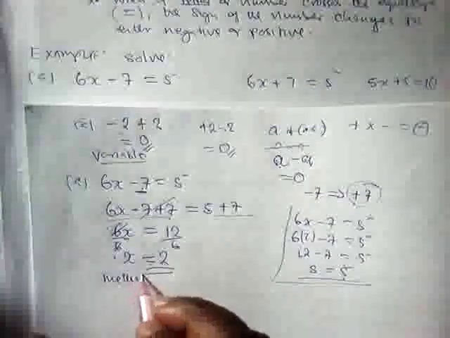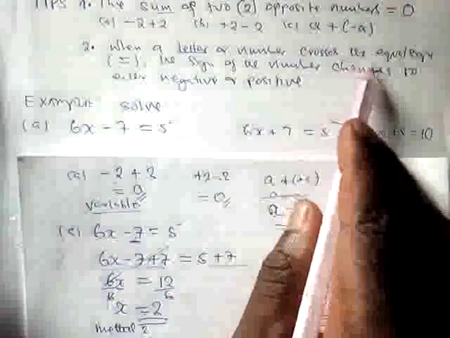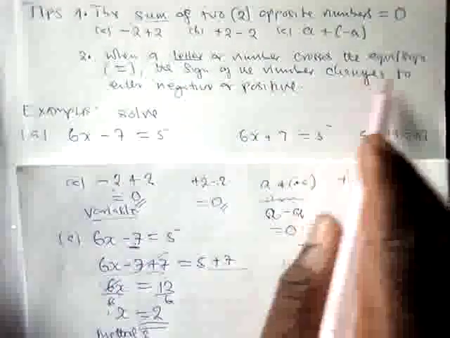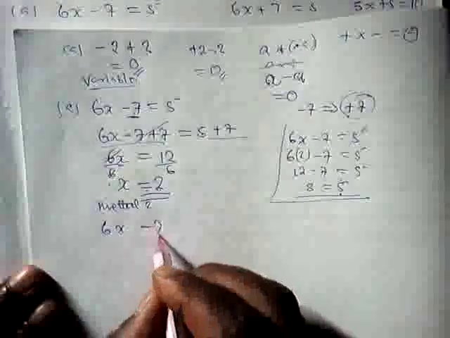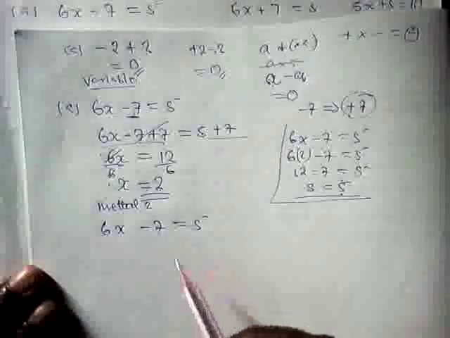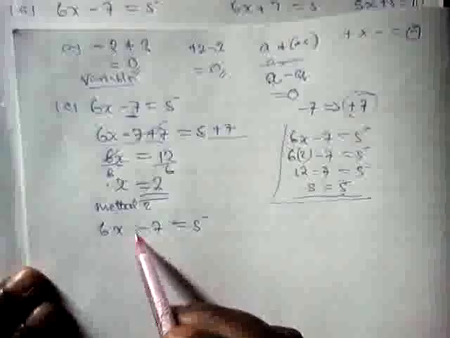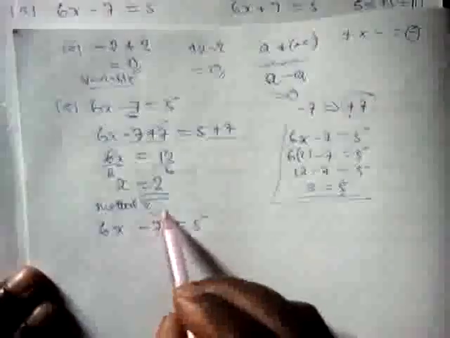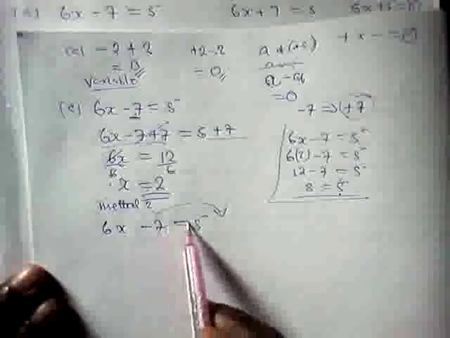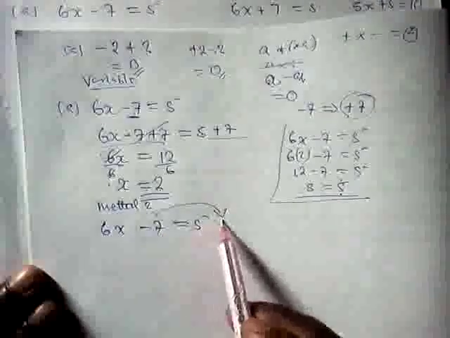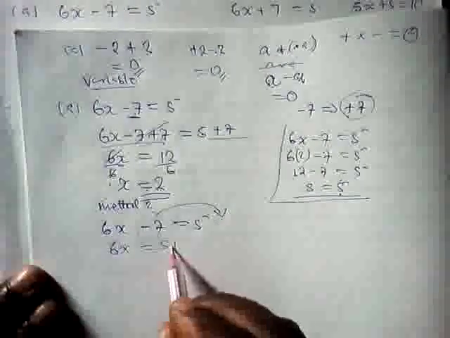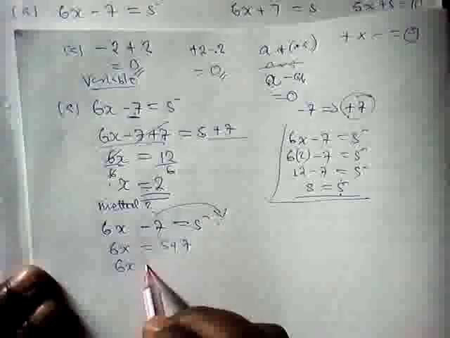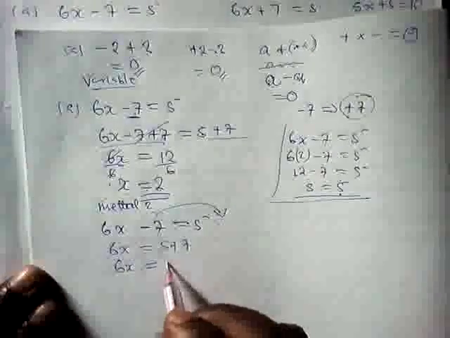Method 2 is when a letter or a number crosses the equal sign, the sign of the number changes to either negative or positive. So in this case, we have 6x minus 7 equals 5. What are we going to do? We have to remove this, so it will go this side. Once it crosses the equal sign, it goes to the other side. This is negative, so it will be positive. So 6x is equal to 5 plus 7, which is 12.